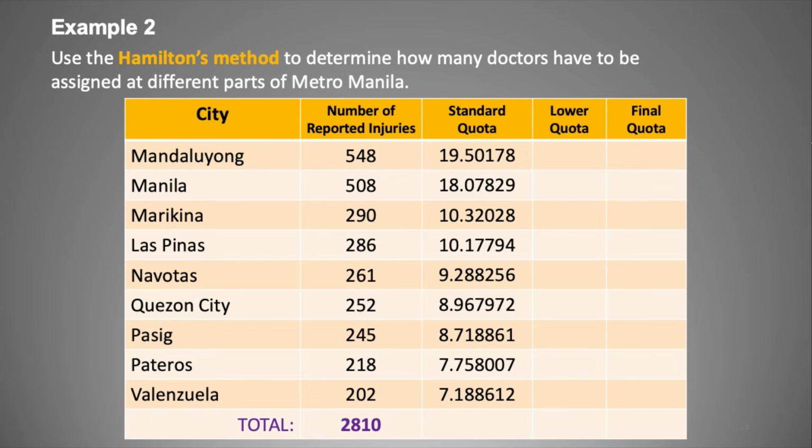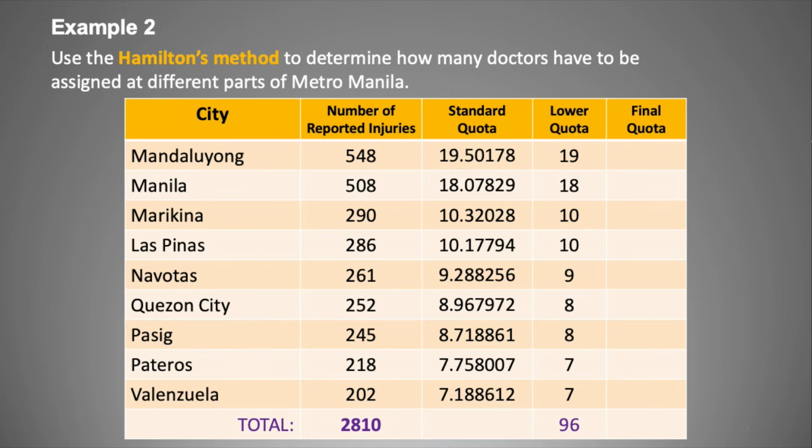Next, we're going to remove all the decimal values of the standard quota, or in other words, we're going to round down the values. And that gives us the lower quota with values 19, 18, 10, 10, 9, 8, 8, 7, and 7. However, the total here gives us 96 doctors, which lacks 4 more doctors.